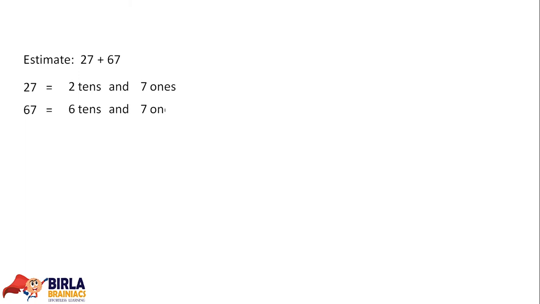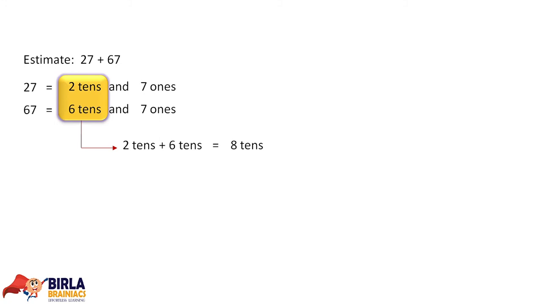27 and 67, you want to estimate the sum. 27 is nothing but 2 tens plus 7 ones. 67 is 6 tens and 7 ones. First you add the tens. 2 tens and 6 tens, if you add, how much will you get? 8 tens, which is 80. This 80 is the lower value.